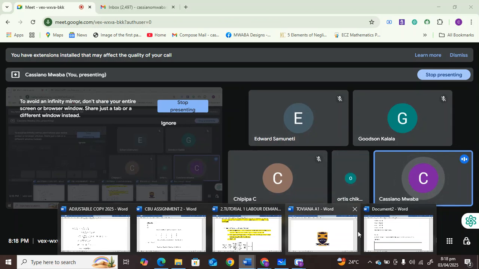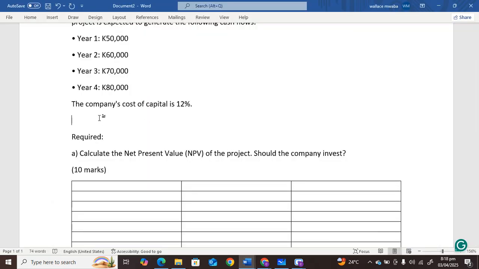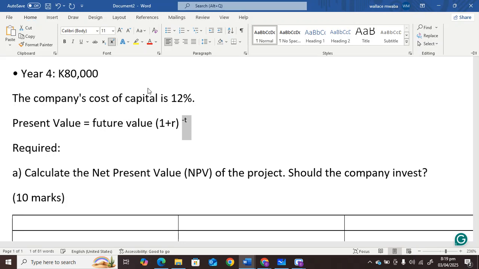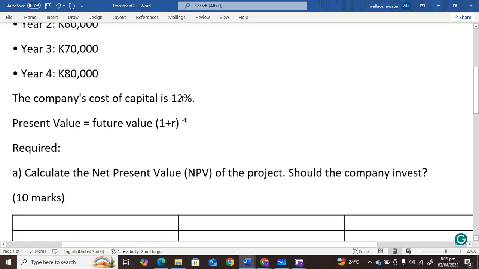This is how you convert money in the future into today's value. The present value equals the future value multiplied by 1 plus the rate, to the power negative t. This is the formula we're going to be using to get our present value. In this case, our r is going to be this cost of capital, which is 12%.